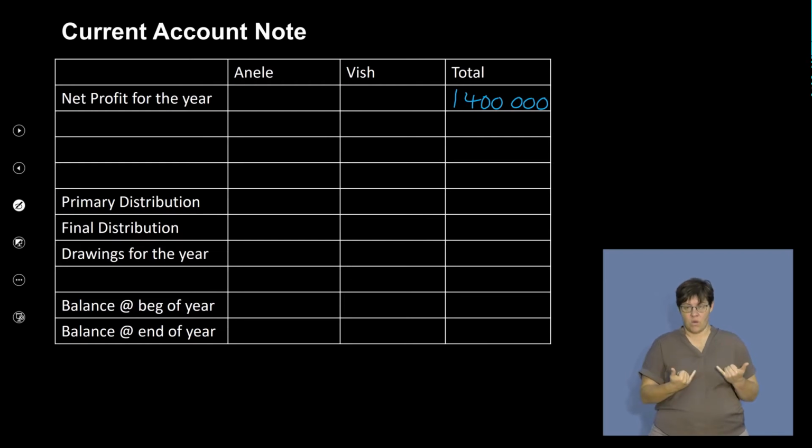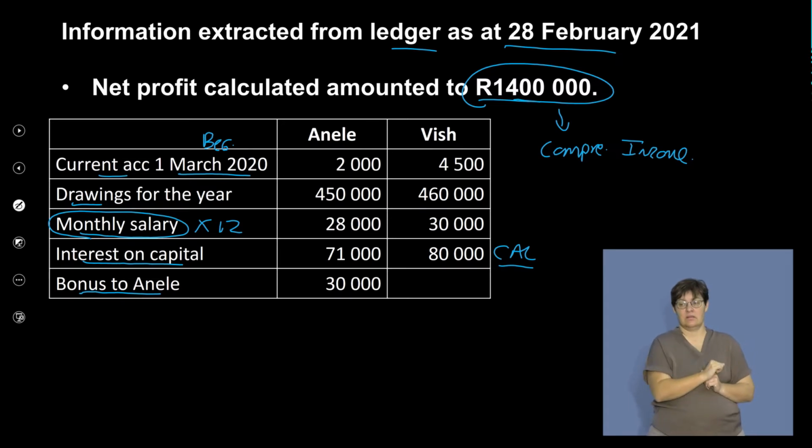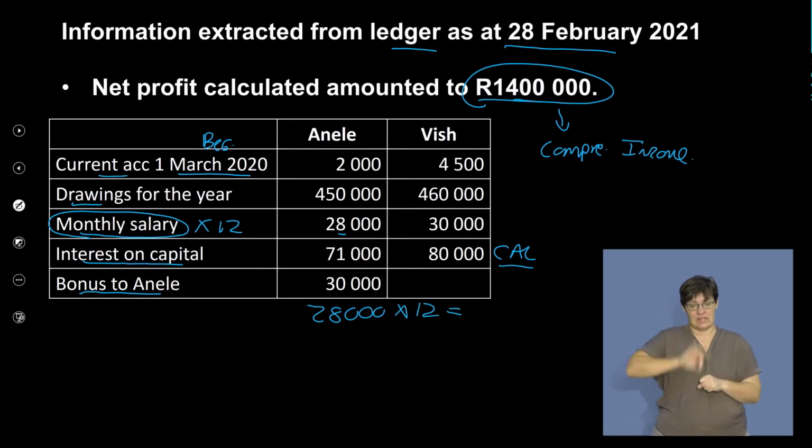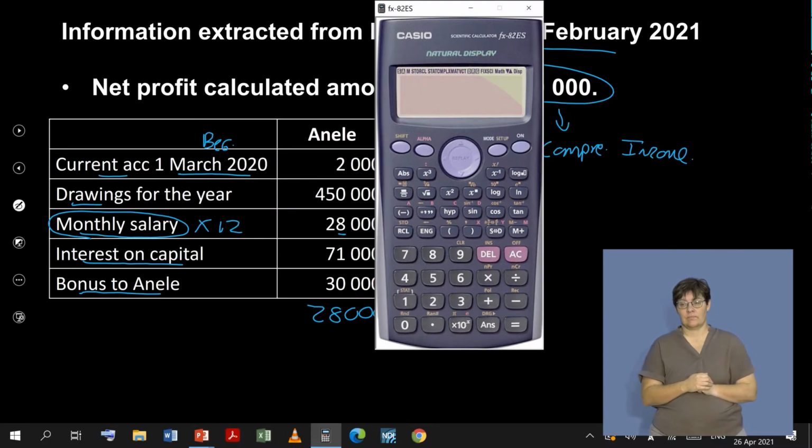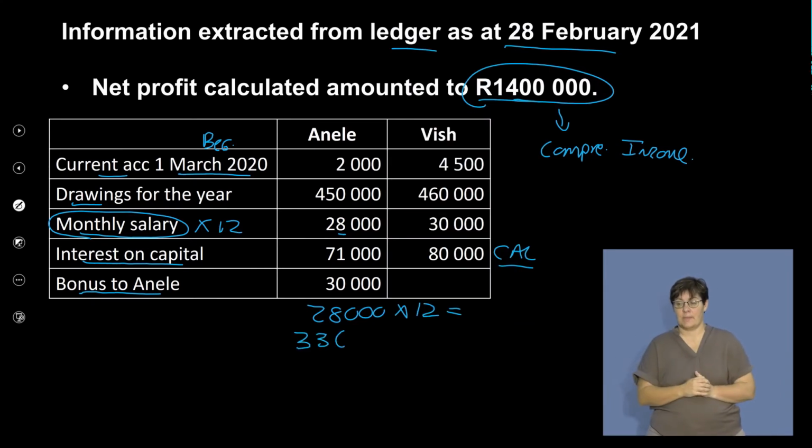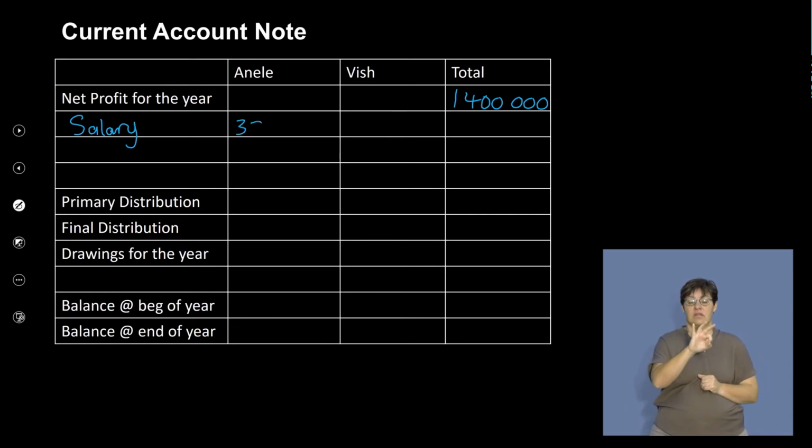I am now going to start sharing this net profit. Remember, each partner is entitled to the annual salary. So let's start with the annual salary. Let's go back. Anele, her monthly salary is 28,000, but I need to multiply this by 12 to get her annual salary. So let's get the calculator out. Anele, 28,000, multiplied by 12 to give me her annual salary, 336,000. I want to fill that in before I continue. So Anele, 336,000.